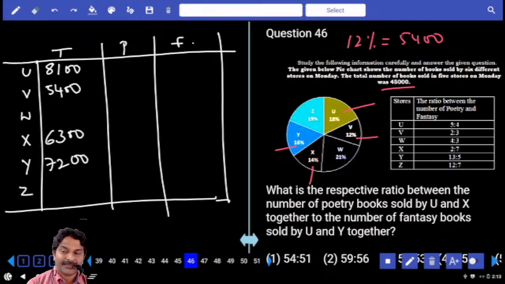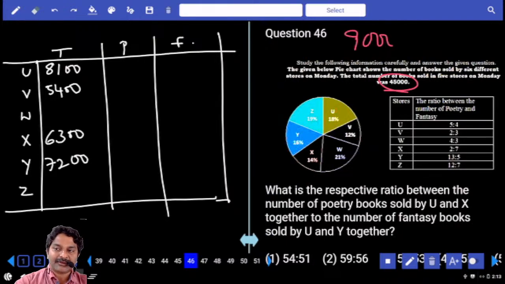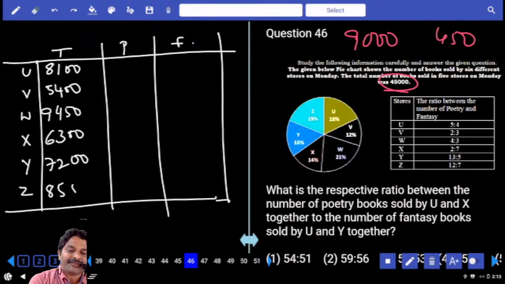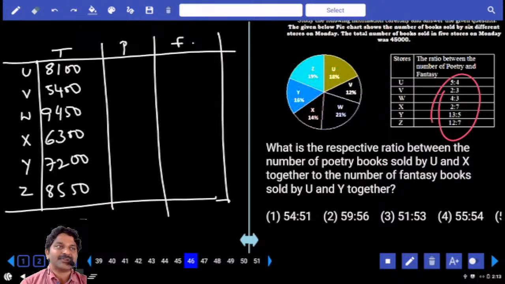8,100. Next, 20%. What is 20% of this number? 9,000. What is 1%? 450. When you add, you get 21%, which is 9,450. If you subtract it, you get 8,550, which is Z. Correct? Next. I don't want to calculate all the ratio values right now. I'll do it whenever it is required.